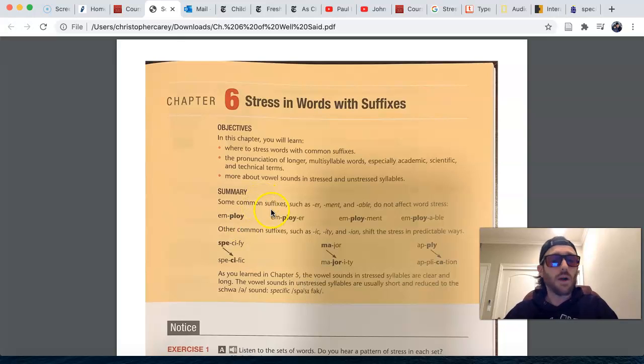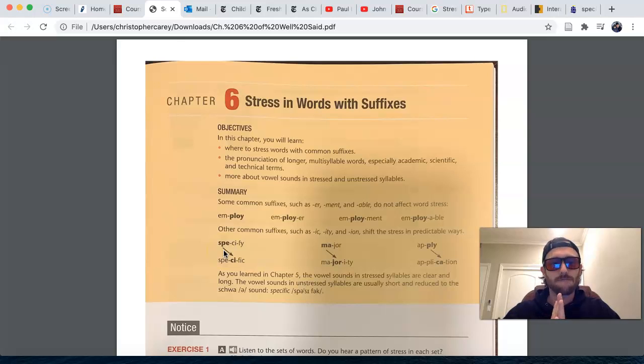So some common suffixes do not affect word stress. However, others, and these are the three, forgive me, that we're going to look at in this chapter, they do change. They do affect, they shift the stress in the word in predictable ways. And we'll look at how to predict that stress in this chapter. Take a look at these examples.